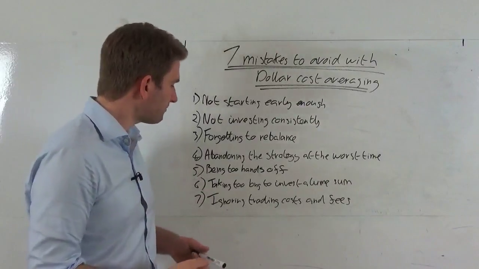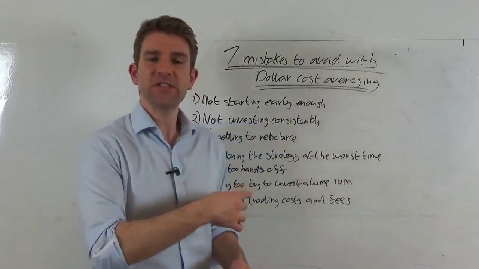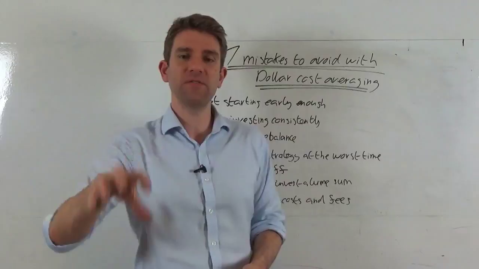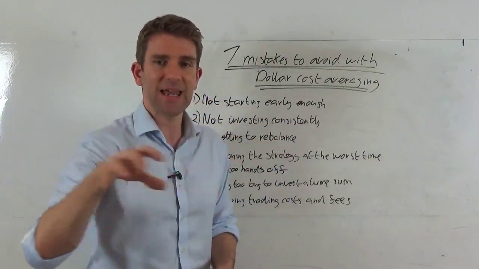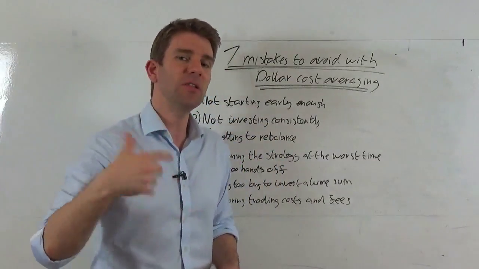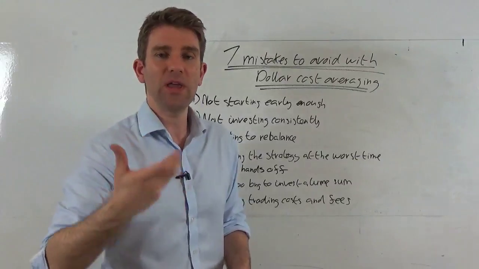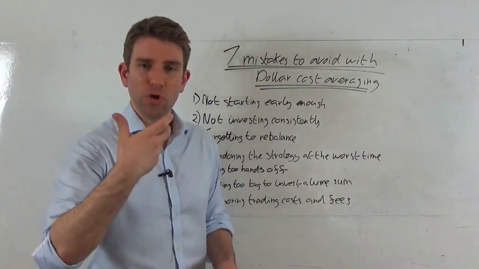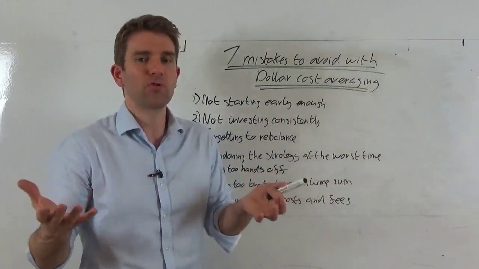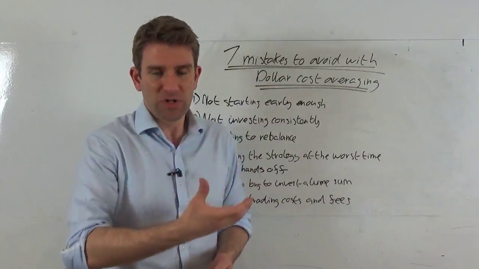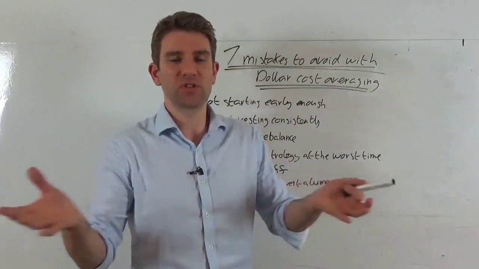All right, number 5: being too hands-off. This is a case where you've picked specific stocks, you've decided to allocate capital to specific stocks, and you still need to have a point where you've got a stop loss. Obviously this depends on what you're trading, what assets you're putting in, and your risk tolerance as well.